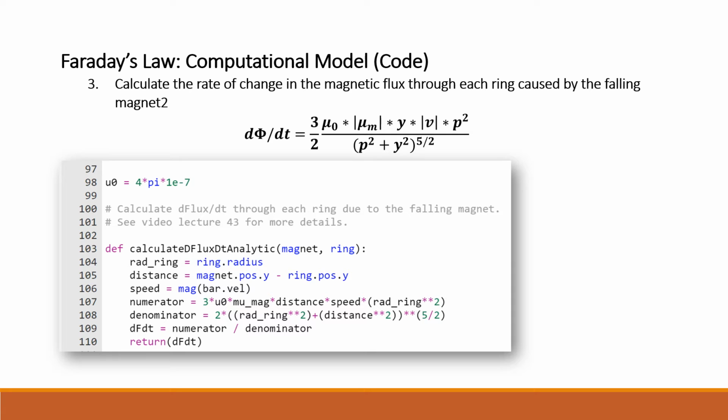And you can see where we calculate the radius ring, then the distance, which is the magnet position minus the ring position. Then we have the speed, which is the magnitude of the bar magnet's velocity. And then we separated that equation above into a numerator and a denominator, and then basically calculated that where it says df dt, which is the time derivative of magnetic flux over time.